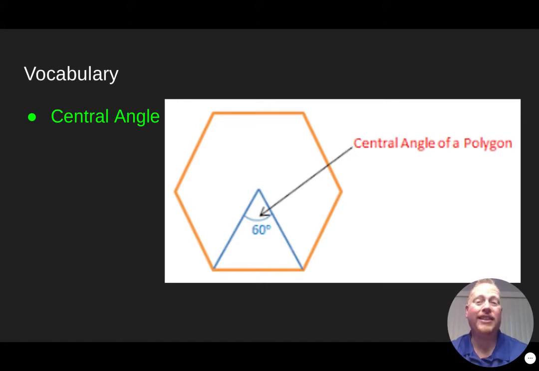An easy way to find this central angle is just take 360, because in any given center there's 360 degrees, and just divide that by however many sides there are. So since this is a hexagon, you take 360, divide it by 6, and that's why that central angle is 60. If you had an octagon, you take 360 and you divide it by 8, and each central angle would be, what, 45?